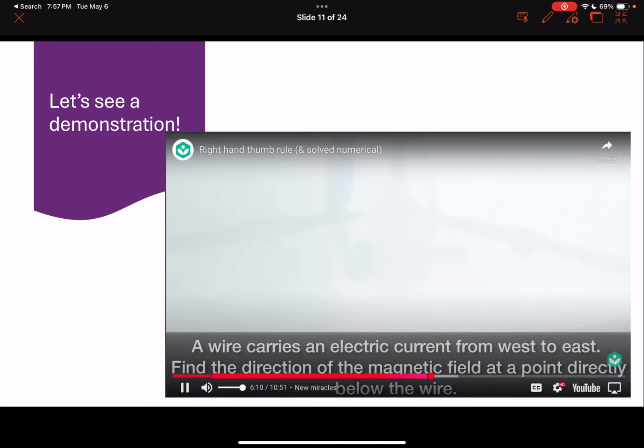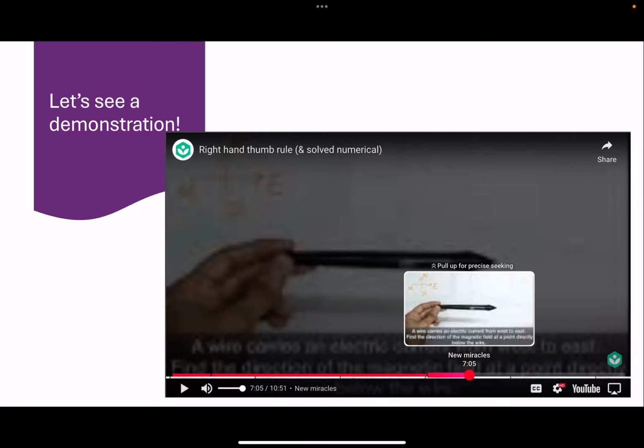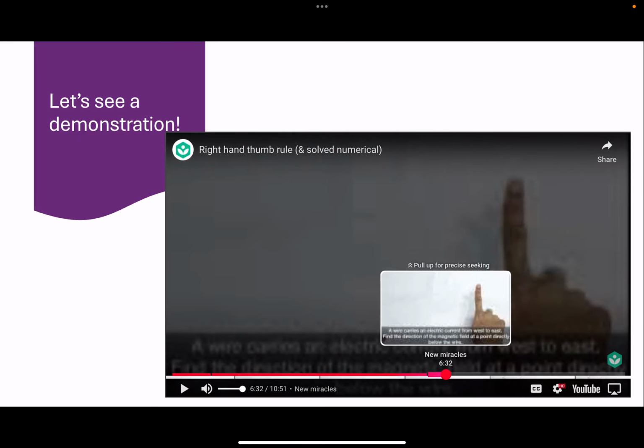A wire carries an electric current from west in a... Oh, geez, guys, I'm so sorry. I'll try to edit this out later, but we'll try.